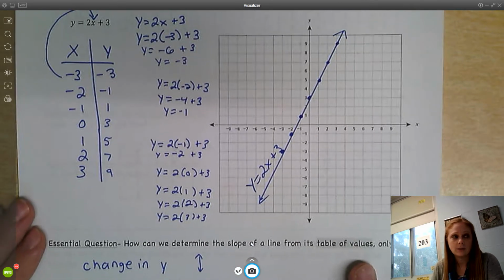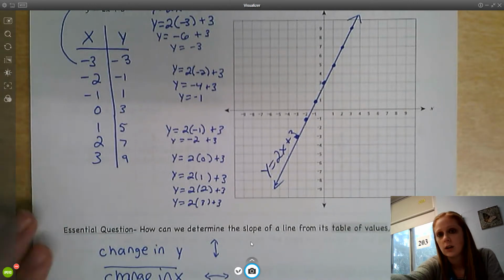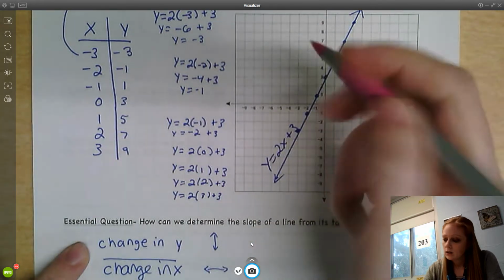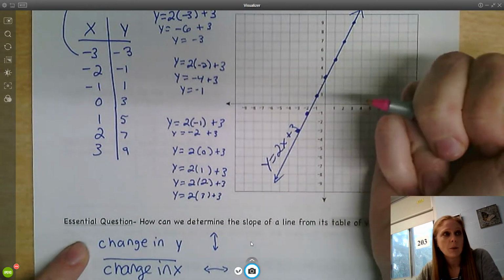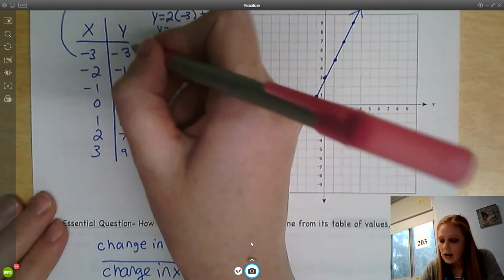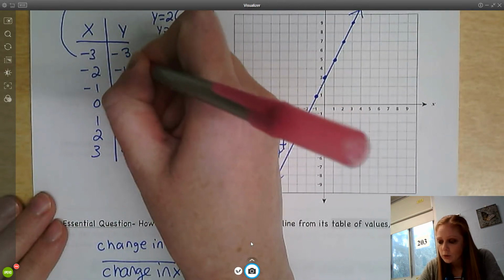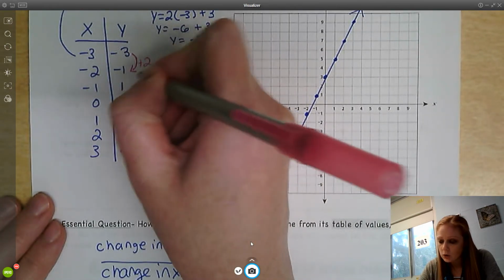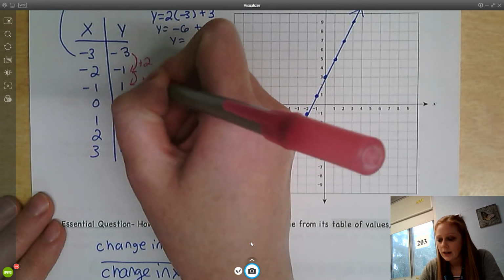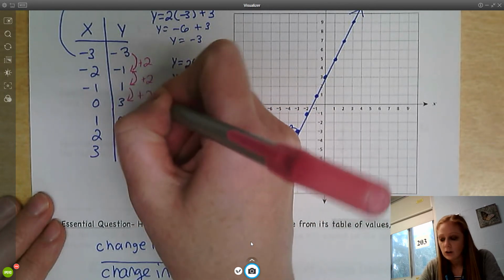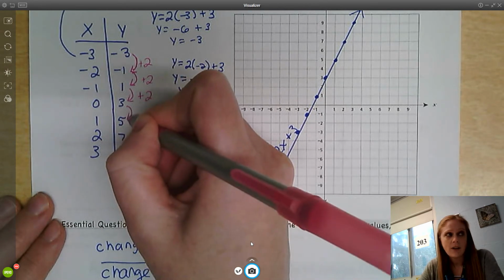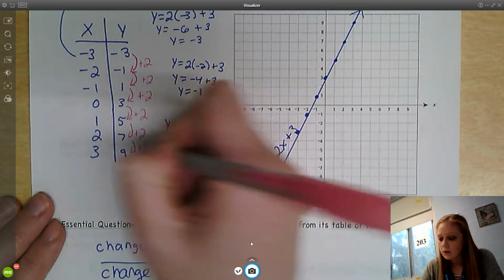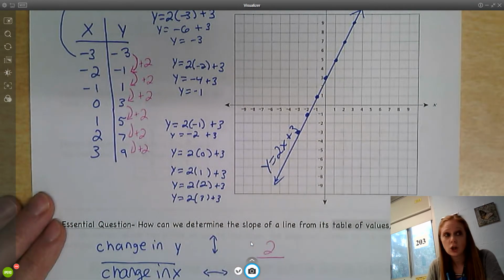So if we look here at our table, let's get a different color. The change in y, right, so we'd said that would be going up and down here, but without looking at the graph, we could go here and see how much are our y's changing as we go from -3 to -1. So to get from -3 to -1, you're adding 2. To get from -1 to 1, you're adding 2. To get from 1 to 3, you're adding 2. To get from 3 to 5, these are the y coordinates, the change in y. You're adding 2 every time, so our change in y is 2.